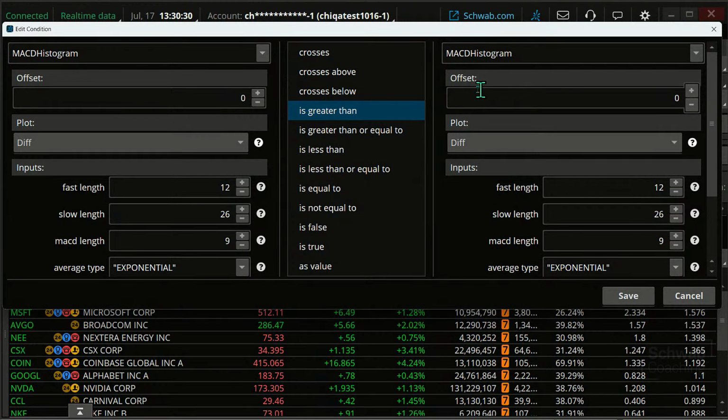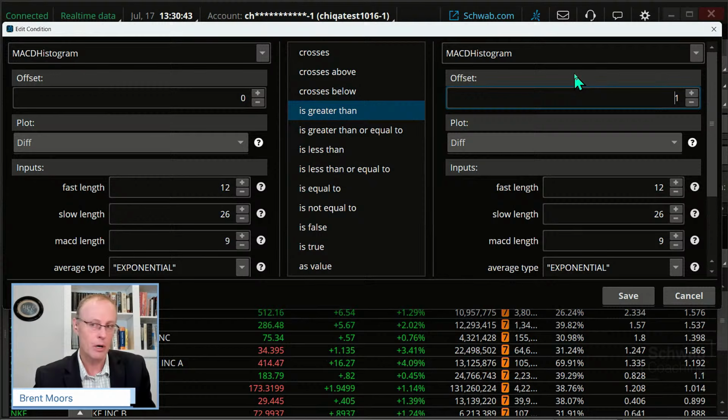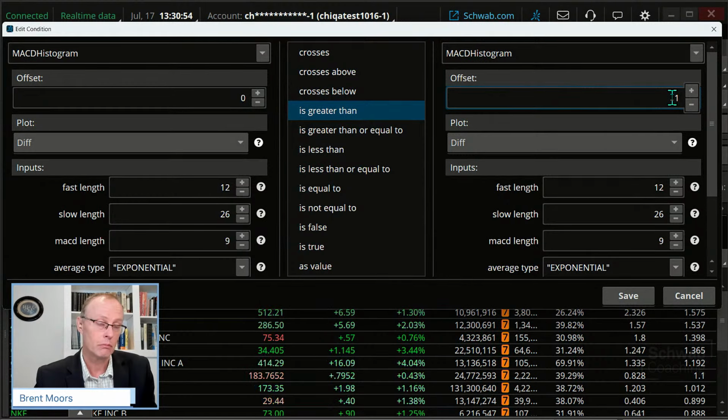That is why we go to offset. When we offset it, we can make it look back in time. Now, you may think, for back in time, do I need to go negative number? No, back in time is just a positive number. Positive one is yesterday. If I wanted it to be higher than it was 3 days ago, I'd do MACD histogram is greater than it was 3. I put a 3 in here. The offset is 3. Okay, so click on save.